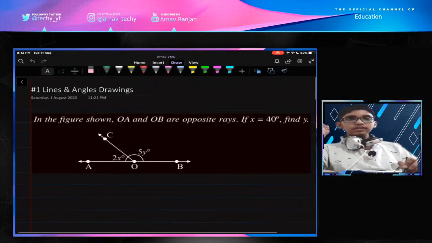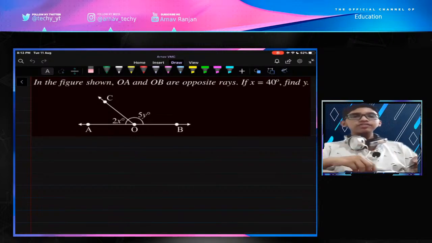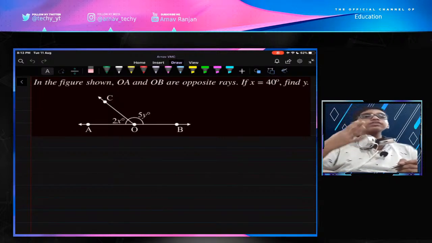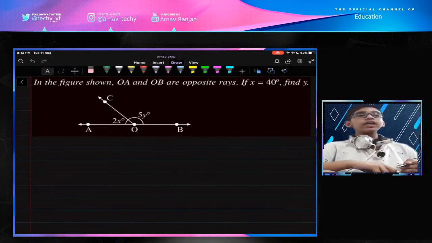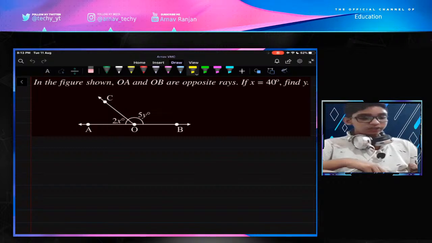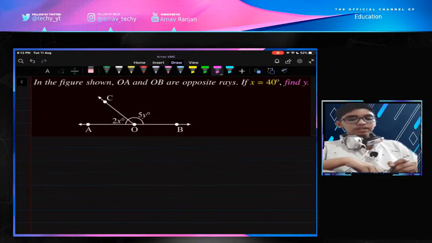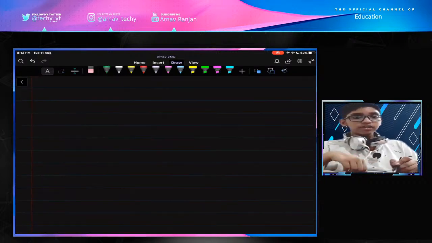Now this is lines and angles. There are some questions, so we'll discuss them. As you can see in the figure below, OA and OB are the opposite rays, and x is equal to 40 degrees. What we have to do is find y. It's a very easy question. I think all of you must know it, so I will quickly solve it.